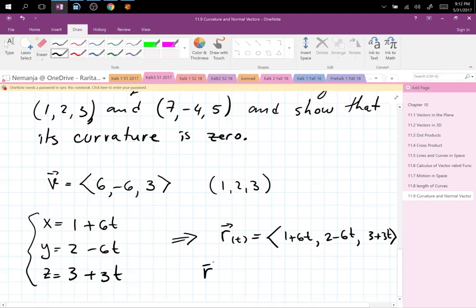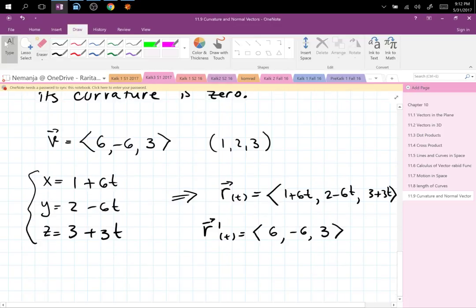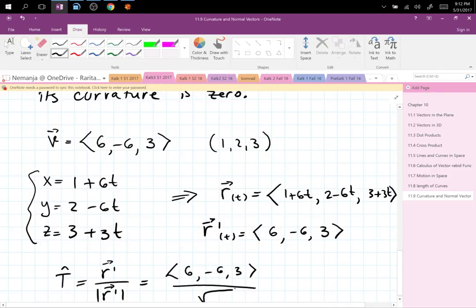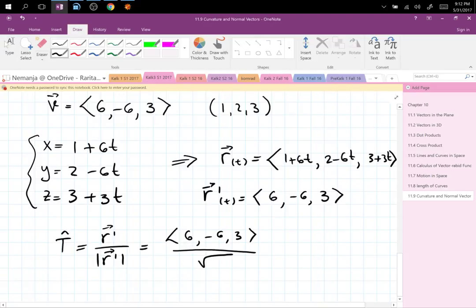and you can immediately take the derivative, because you know that creating a unit tangent vector will ask you to find this derivative, which is 6, negative 6, and 3. And to create a unit tangent vector, you divide r prime by the r prime magnitude, which in our case is 6, negative 6, 3, divided by the square root of 36, plus 36 is 72, plus 81, right?